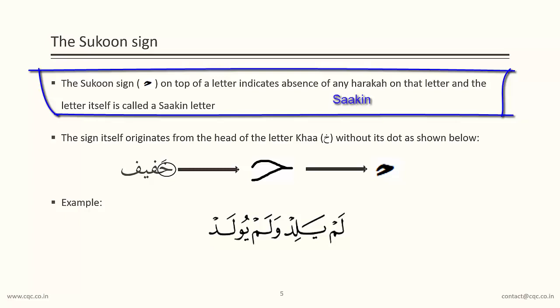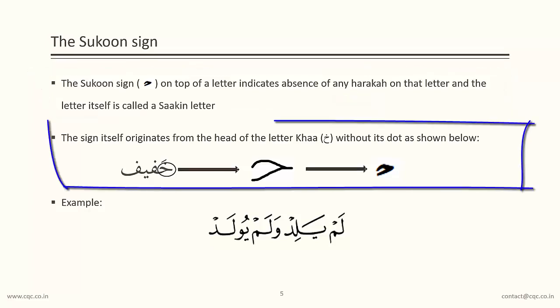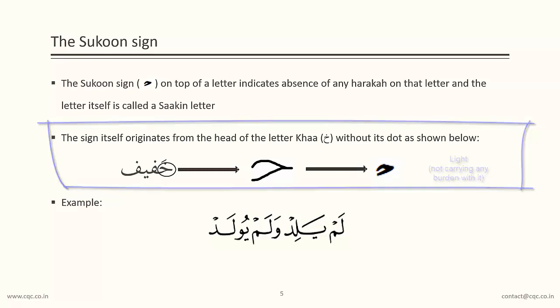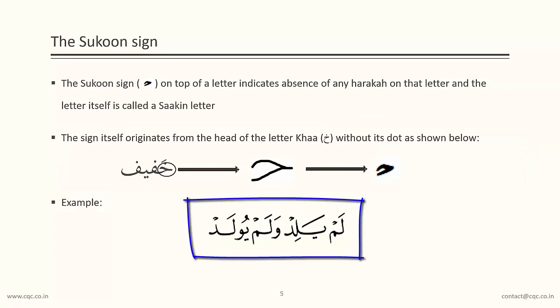The sign itself originates from the head of the letter Kha without its dot, as can be seen on the screen. The word khafif literally means light. So it is light in the sense that it does not carry the burden or the weight of any vowel with it. So you see the Sukoon sign in this verse, Lam yalid wa lam yulad. These letters, the Mim, the Dal, they do not carry any vowel signs and hence they are called sakin letters.